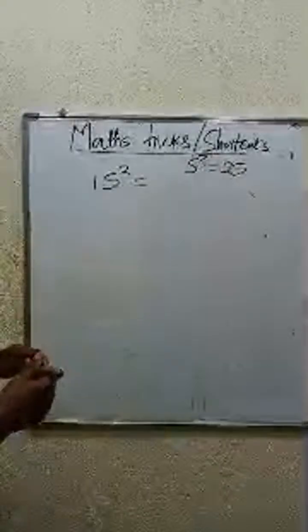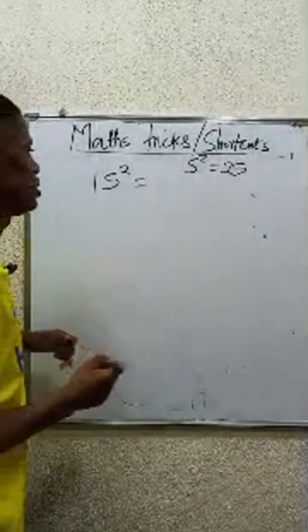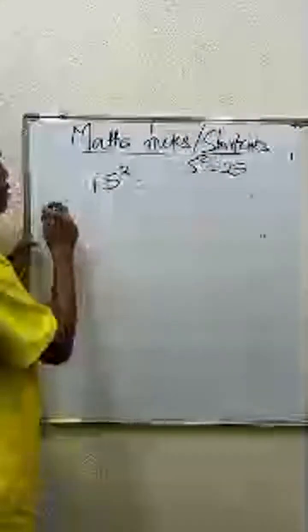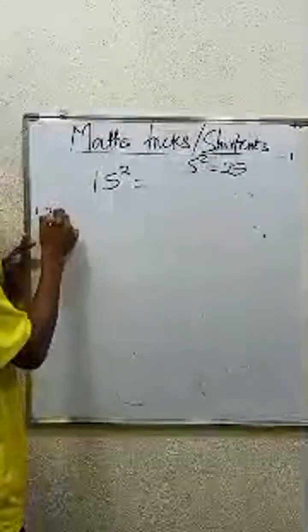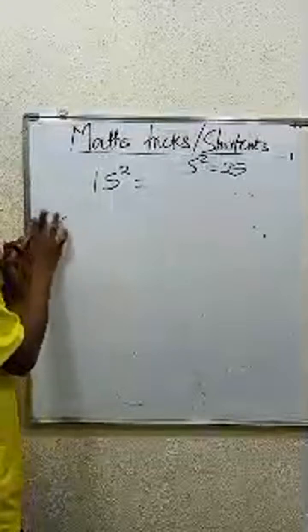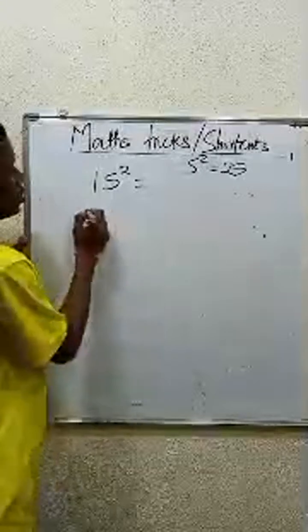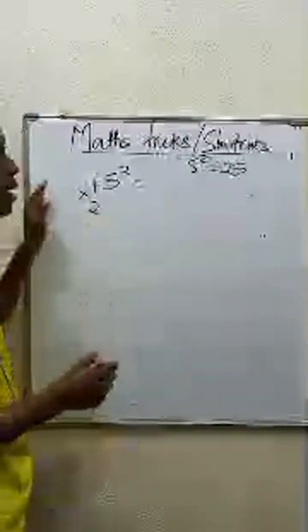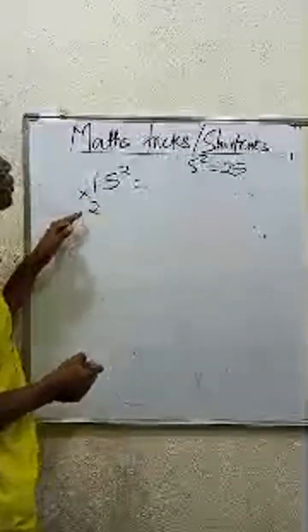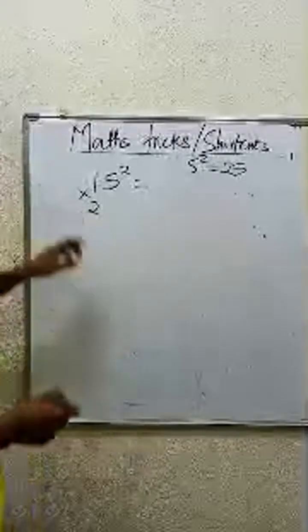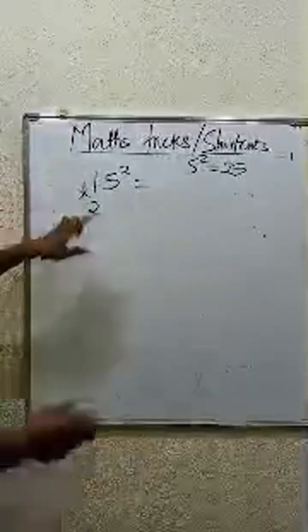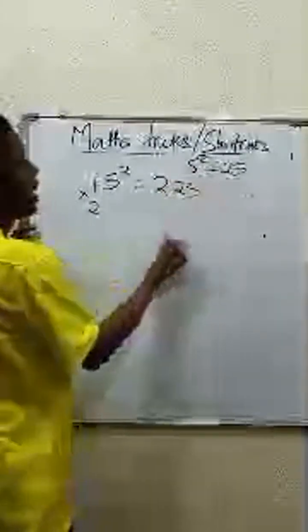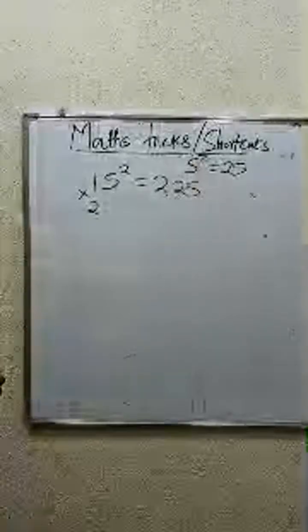Do you know what you have to do? All you have to do is look at the next number after 1. What's the next number after 1 in your counting numbers? 1, 2, 3, and so on. So the next number after 1 is 2. Multiply 1 by 2. 1 times 2 is 2, right? So write the 2. Then 5 squared is 25, and that's the answer. So you have that 15 squared is 225.